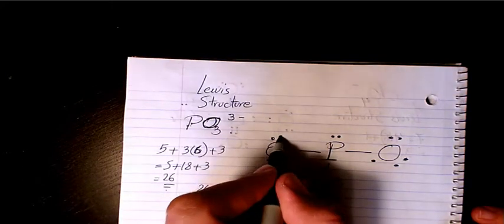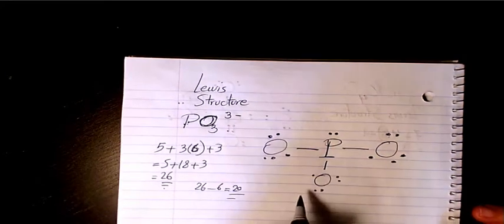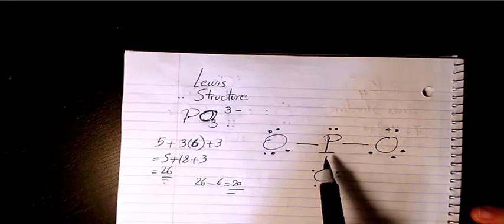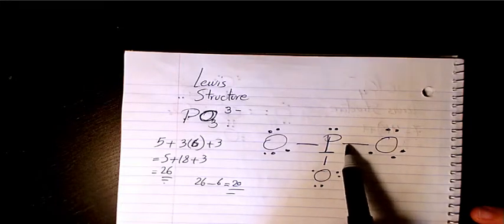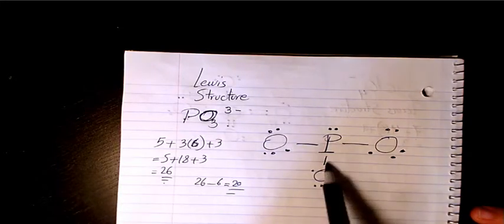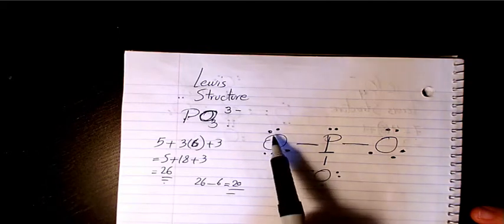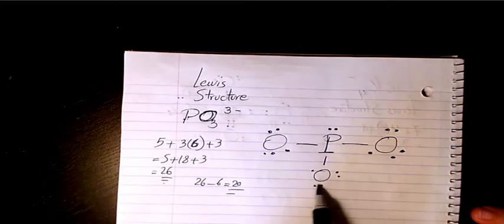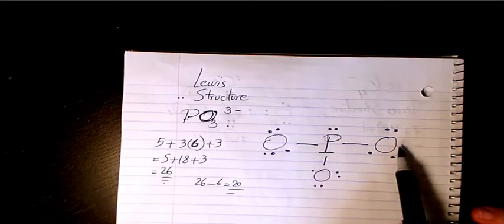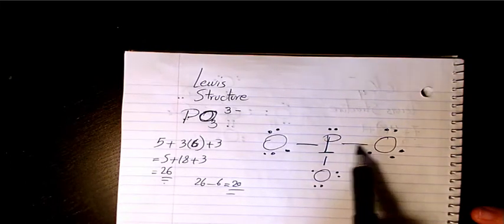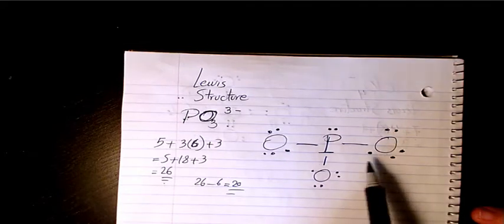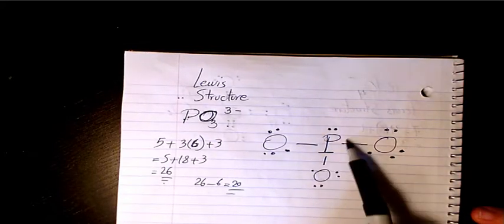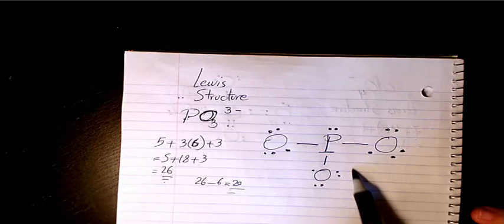So now let's check the octet rule. For phosphorus we have 2, 4, 6 and 8. For oxygen we have 2, 4, 6 and 7. So the octet rule is valid for phosphorus, but for oxygen we have 7 of them.